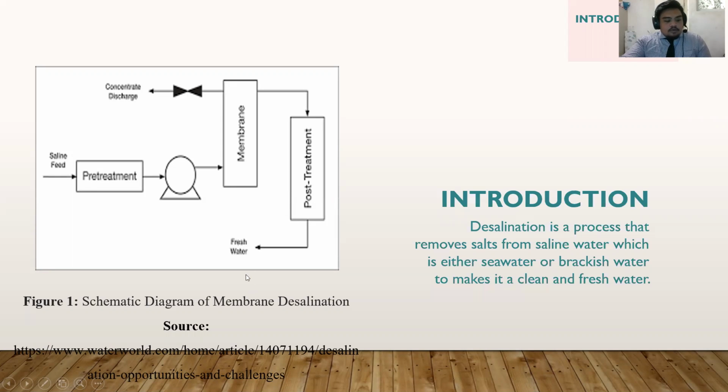Membrane desalination operates by pumping feed saline water into the membrane, which first will go through the pre-treatment process such as chemical pre-treatment, coagulation, and softening. This pre-treatment process is to remove dust, chloride, and suspended particles. Next is through the membrane, where the salts will be removed and only then clean or fresh water can be obtained.